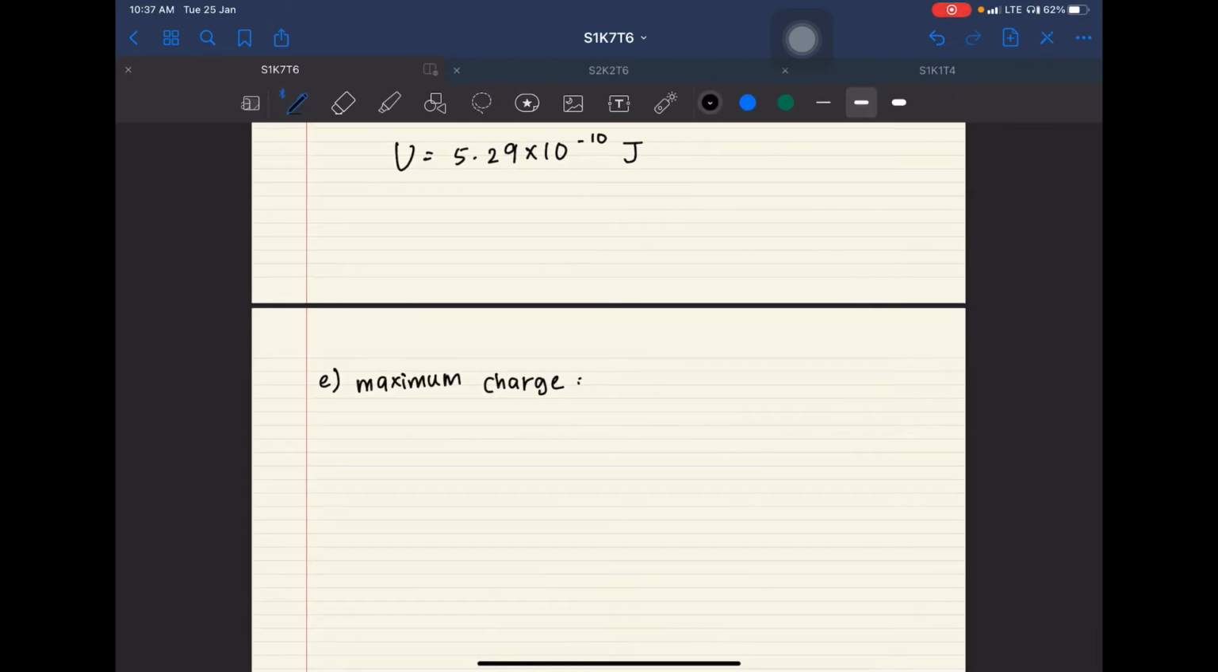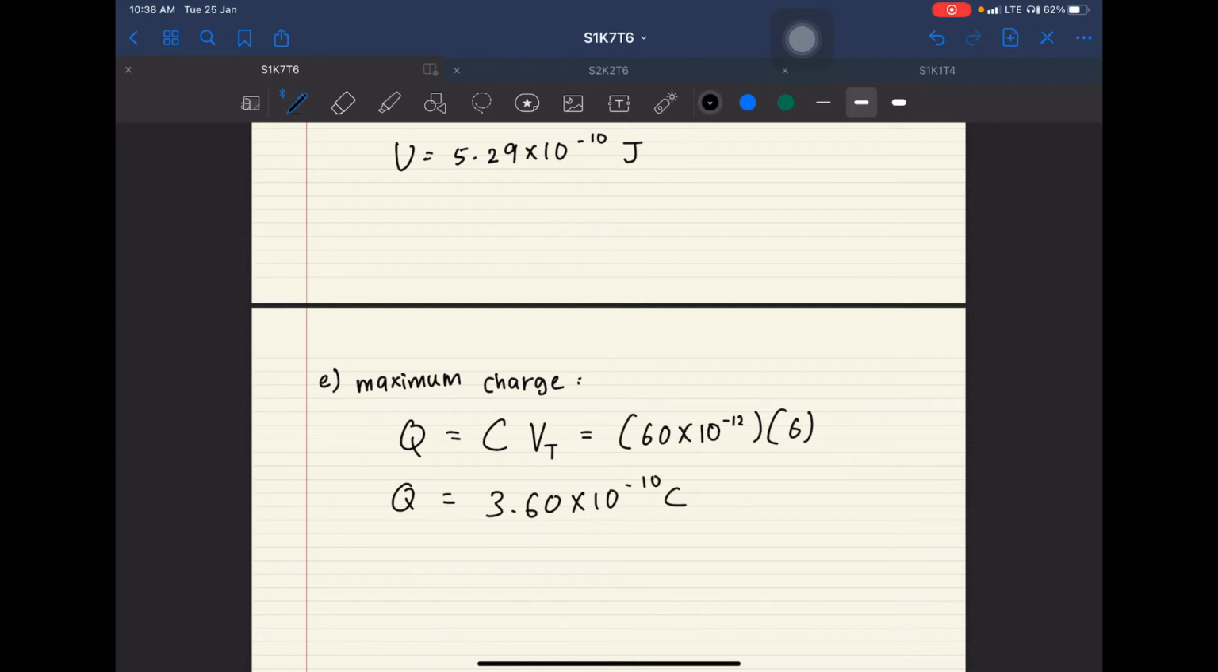So if I want to calculate Q, C equals Q over V, so Q equals CV. Basically I have to substitute V terminal and C effective, but you only have one capacitor over here. So it will be 60 times 10 to the negative 12, and then you multiply with the terminal voltage, or the source voltage. So you get 360 times 10 to the negative 12. If you change the prefix, it will be 3.60 times 10 to the negative 10 coulomb.